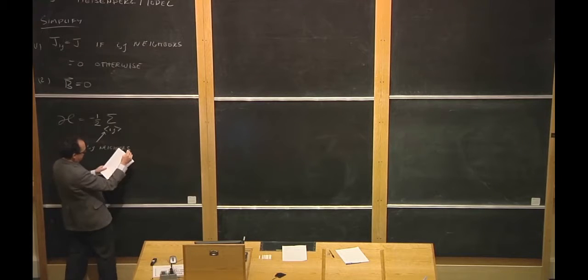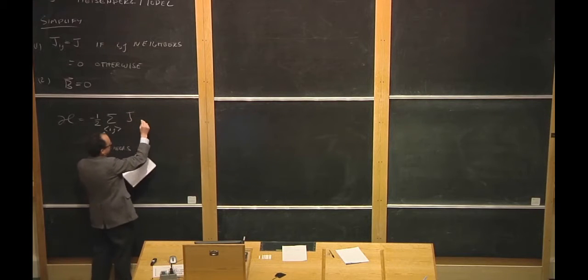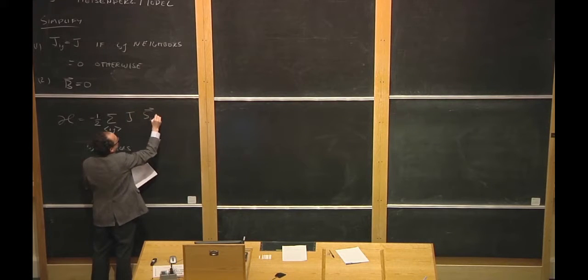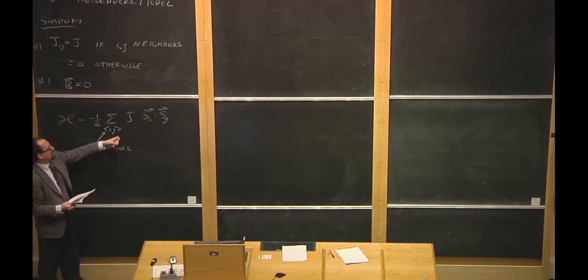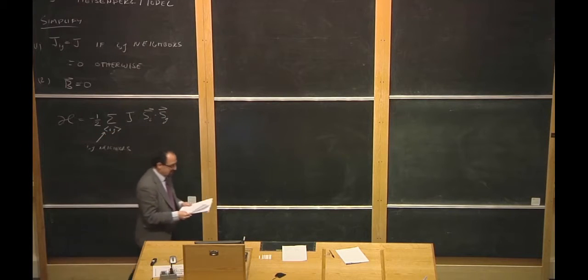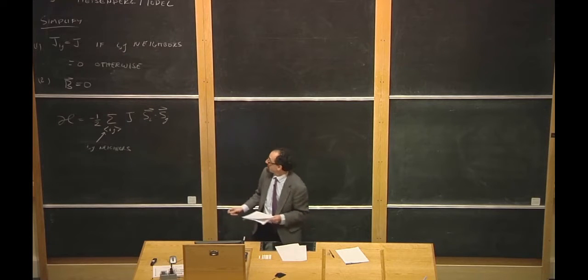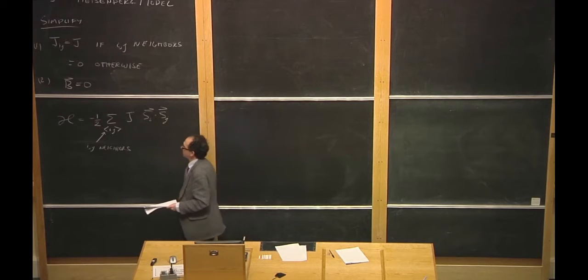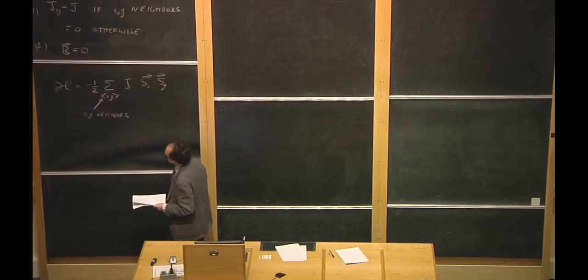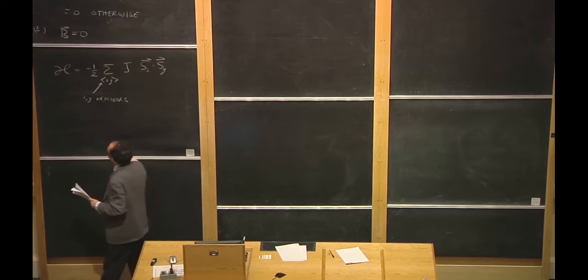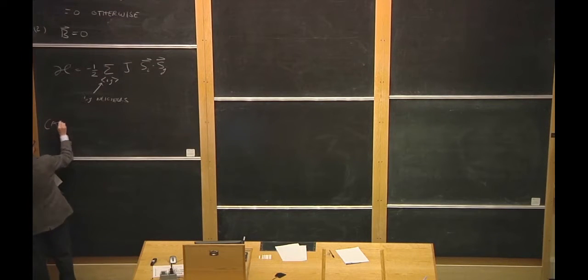Bracket notation, sort of standard. J sum over si dot sj. So we're only summing over i and j being neighbors, and the constant is just a constant J here. Now there's a couple of possibilities of what you can get out of this sort of Hamiltonian. So let's write down case one.